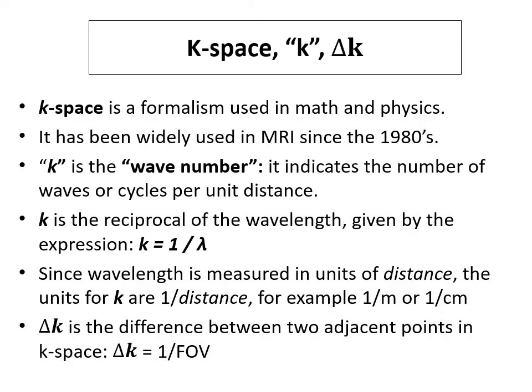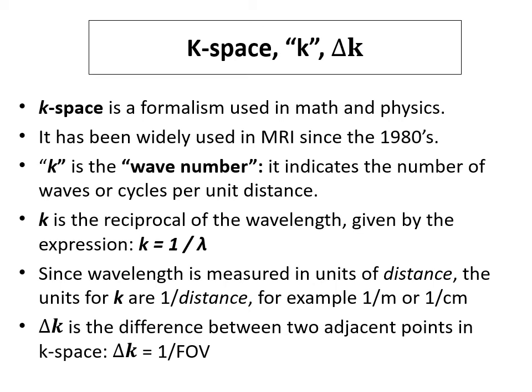This brings us to the last item of discussion in this lecture before we summarize everything. And that item is K-space, K, and delta K. K-space is a formalism used in math and physics. It has been widely used in MRI since the 1980s. K is the wave number. It indicates the number of waves or cycles per unit distance. Note, it's not per unit time, but number of cycles per unit distance.